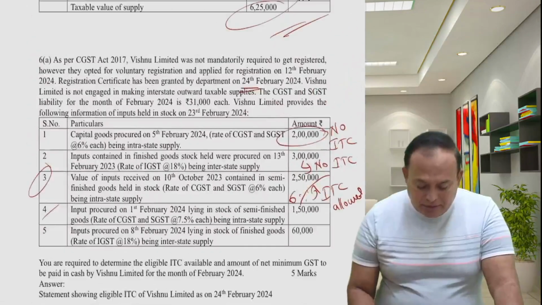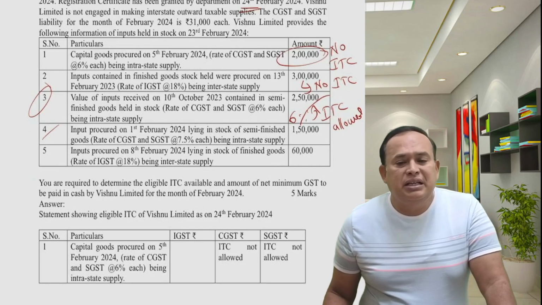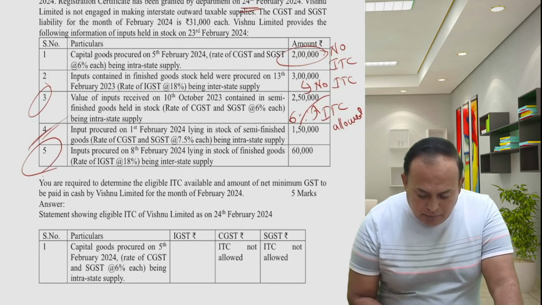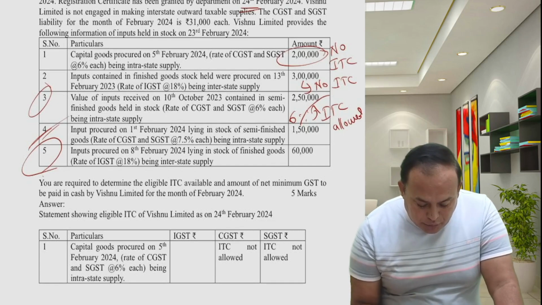Next point, my dear friends. Inputs received on 1st February 2024 lying in the stock of semi-finished goods. Okay, just now we covered. Point number 3 is completed. Point number 4 is yet to be completed.